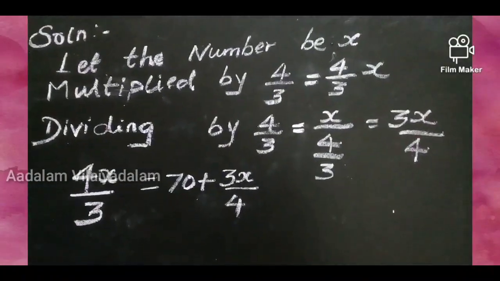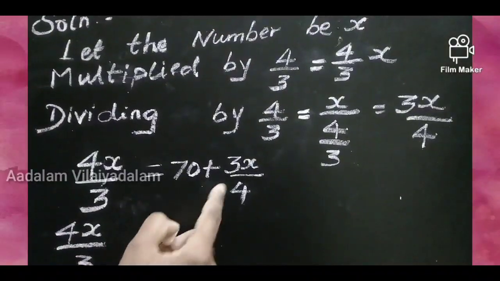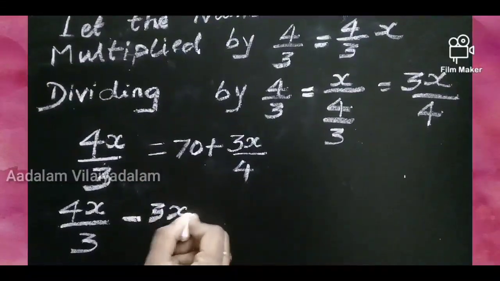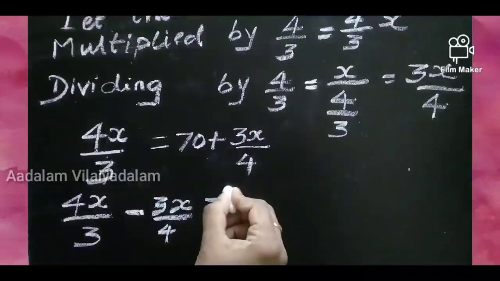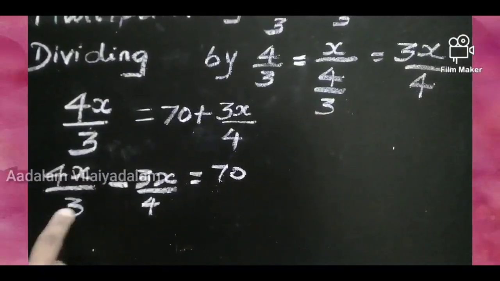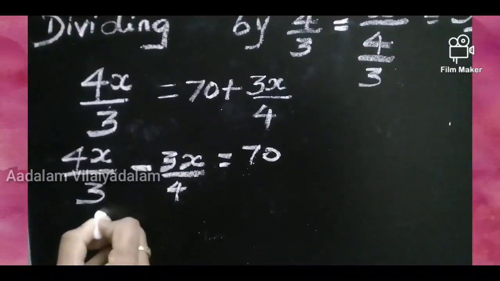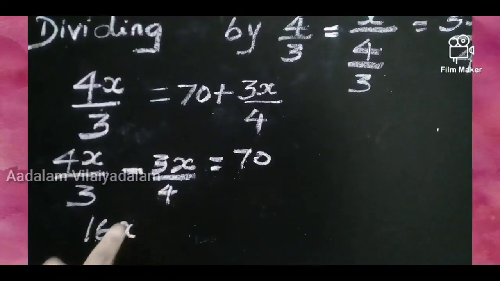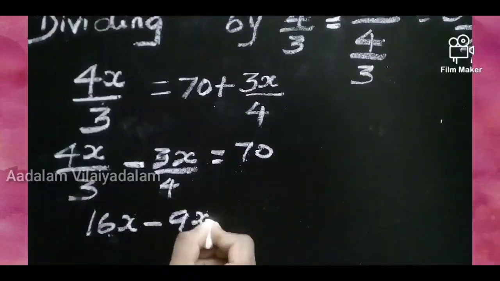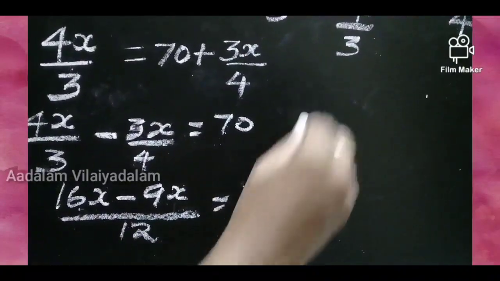So arrange the variable on the left side. So 4x divided by 3, here plus 3x by 4 converts to the left side. So minus 3x divided by 4 equal to 70. Right side only, write as it is. Here the denominators are different, we have to make the same denominator. So cross multiplication method only. 4 4s are 16, so 16x. 4 4s are 16x, plus into minus, minus 3 3s are 9. So 9x divided by 3 4s are 12 equal to 70.